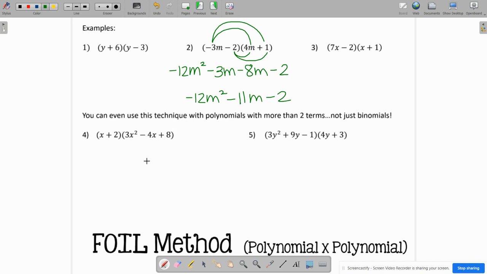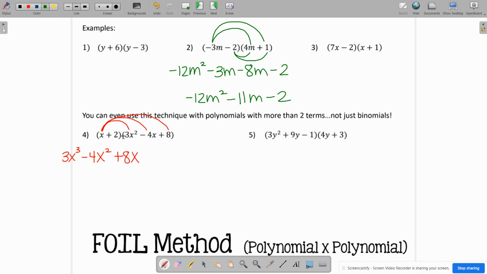So if you have a polynomial that isn't a binomial, so you're not doing a binomial times a binomial, here you're doing a binomial times a trinomial, I don't think so much of FOIL as I just make sure that I'm making every term in this polynomial get multiplied by every term in this polynomial. So I might start with the x, and I'm going to make sure it gets multiplied by 3x squared to get 3x cubed. And then I'm going to multiply by the next term to get negative 4x squared. And then the last term to get positive 8x. So now the x has been multiplied by every term in this trinomial.